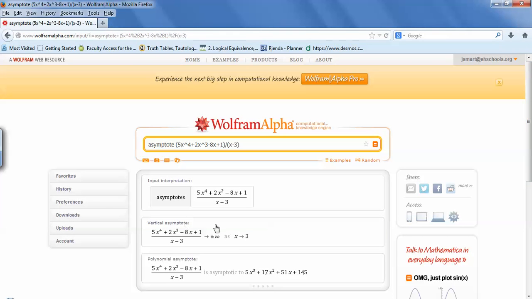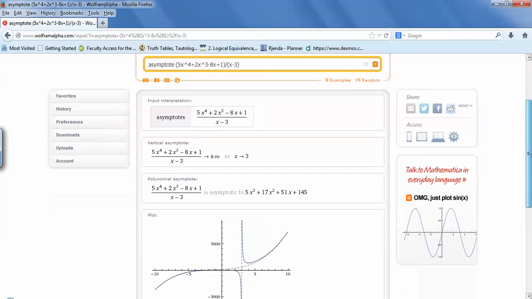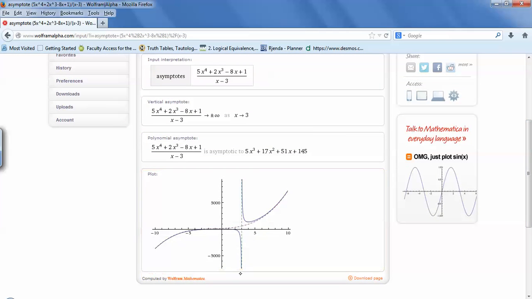Okay, vertical asymptote is going to occur around 3, right? And you'll see it in the picture here. There it is, right at 3. And then notice there's that cubic right here, right? And as you zoom out from the graph, if you cover up this middle right here, it looks an awful lot like that cubic function, 5x cubed plus 17x squared plus 51x plus 145, which was the quotient, ignoring the remainder over divisor, because that turns into 0 way out at the ends of the graph.